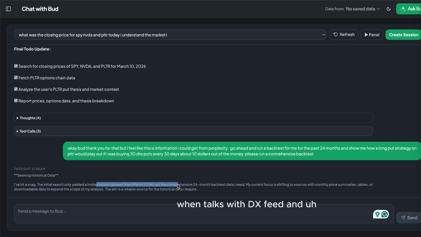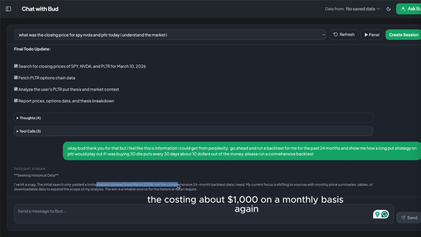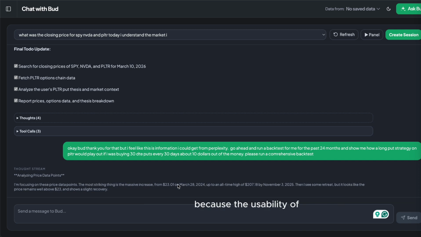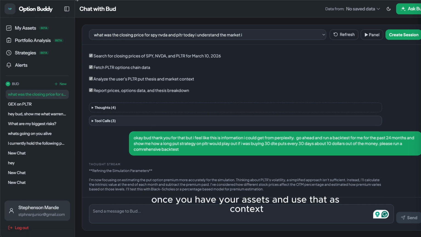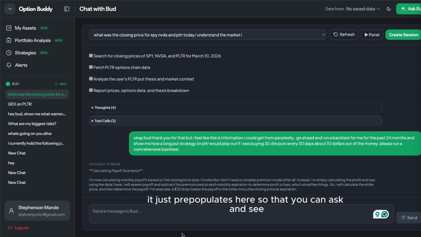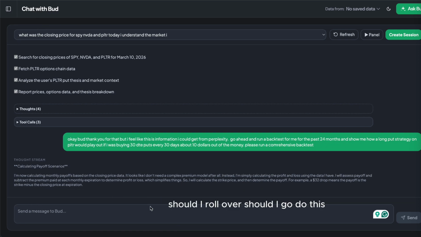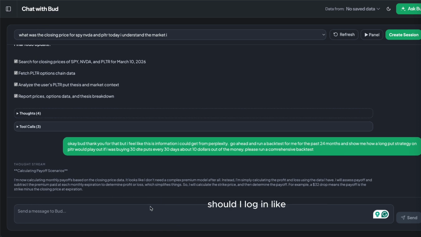We're in talks with DXFeed, and they're costing about $1,000 on a monthly basis. Again, a very small price to pay for the capacity that Bud can actually handle and the way it's been architected. So this is something that we're looking into very deeply, because the usability of Bud goes way beyond simple decision support, going right into your positions, where you can actually come right here. You go over to your positions once you have your assets and use that as context. Once you tap an asset, it just pre-populates here so that you can ask, should I roll over? Should I go do this? Should I leg in? Just basically decision support throughout the ecosystem of your trading.